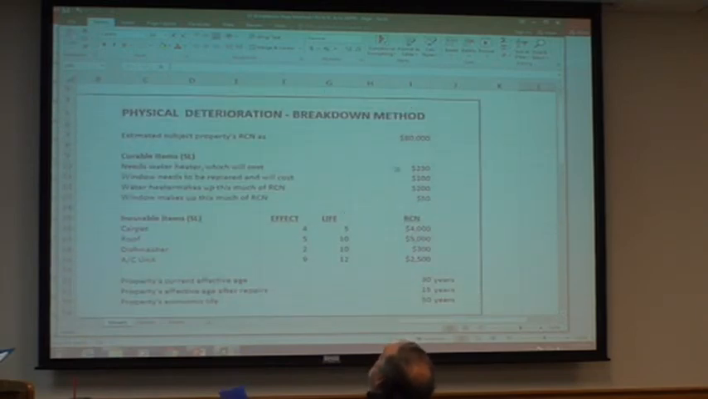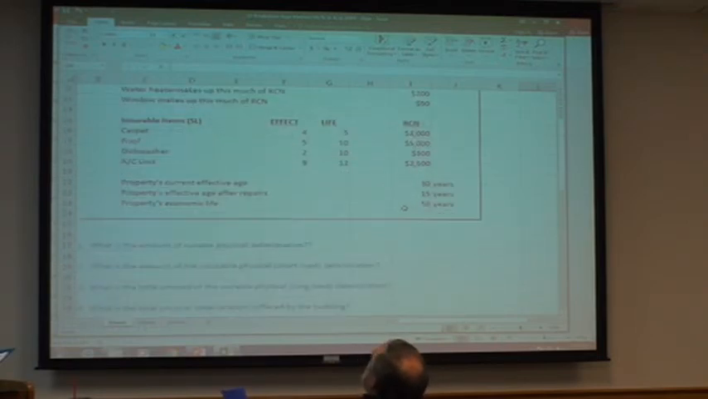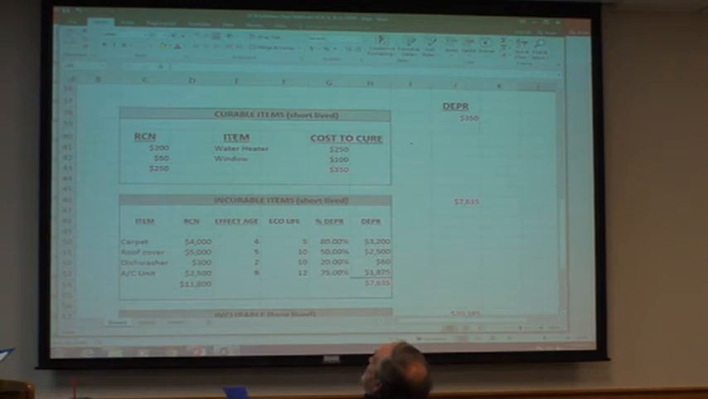Number 10 gives us a similar layout. Water heater costs $250, window costs $100. Water heater makes up 200 of the RCN, window makes up 50 of the RCN. We put down at the bottom, water heater 250 and window 150. So our curable short-lived is 350.